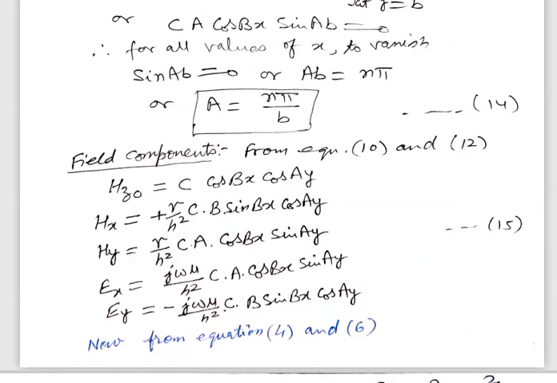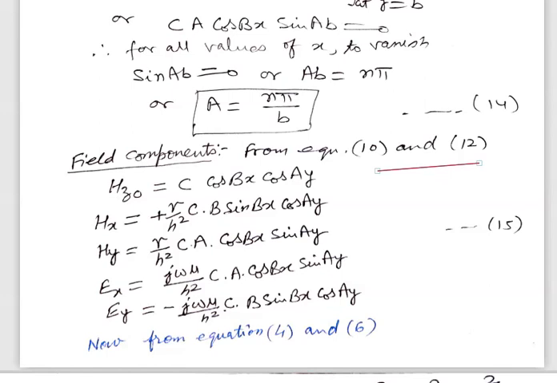Now from equation 10, if we put the value of Hz 0 obtained in equation number 12, this will give us the values of all the field components for the TEmn mode, and these equations are here: Hz 0 equal to C cos Bx cos Ay, Hx equal to gamma upon h square C B sin Bx cos Ay, Hy equal to gamma upon h square C A cos Bx sin Ay, and similarly the values of components Ex and Ey are also shown here.